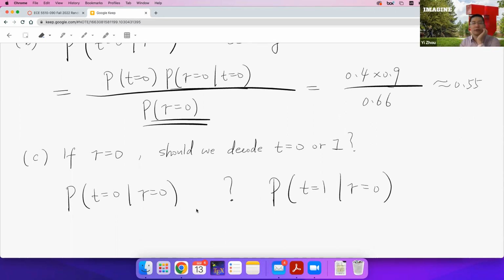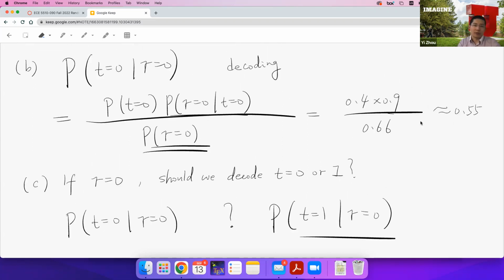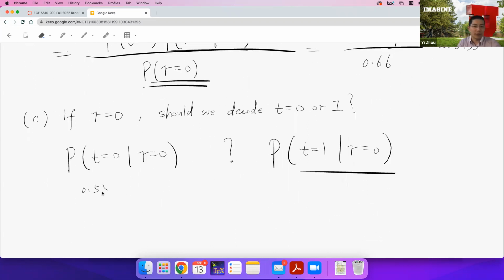These two probabilities, intuitively, this one corresponds to the probability that, given that you receive 0, how likely the transmitted message is 0. Now this one corresponds to the case that, given that you receive 0, how likely the transmitted message is 1. Whichever is more likely would be your prediction, right? So in part B, we computed that this is 0.55. So we just need to figure out this one.